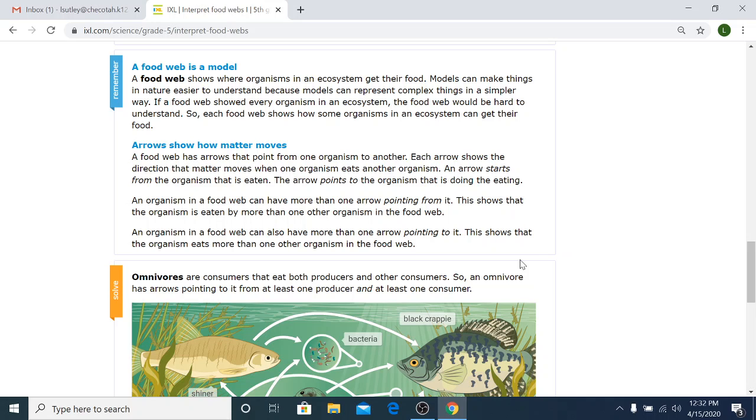So to complete your lesson, I want you to go to iExcel Science, Level 5, P on ecosystems, and on to lesson 5, interpreting food webs 1.